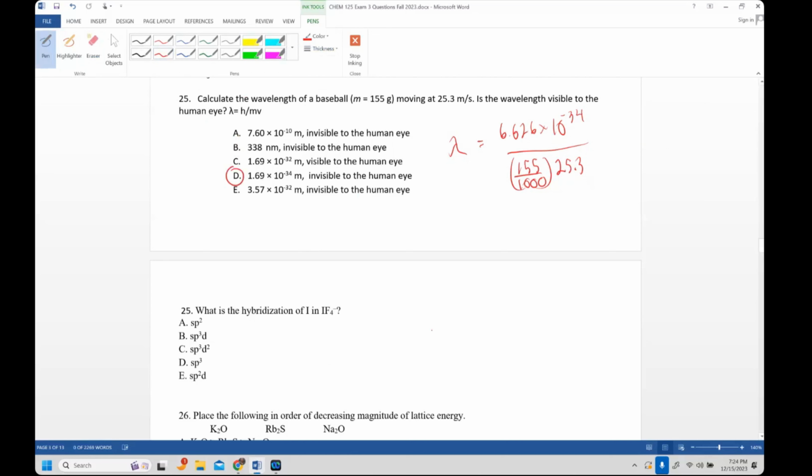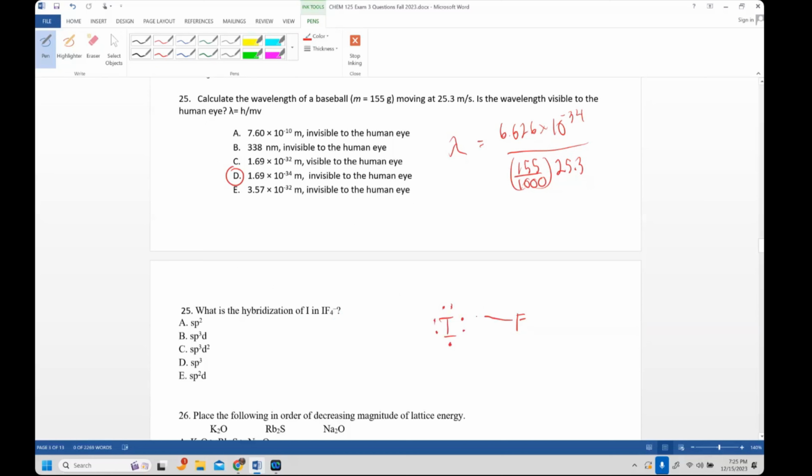So what's the hybridization of iodine in IF4 minus? This is a good one. So again, iodine is going to be the central atom, right? Because you have 4 fluorines around it. So iodine is going to have 1, 2, 3, 4, 5, 6, 7. And you're right, Nick. There are 2 number 25s. So we are doing the second number 25.